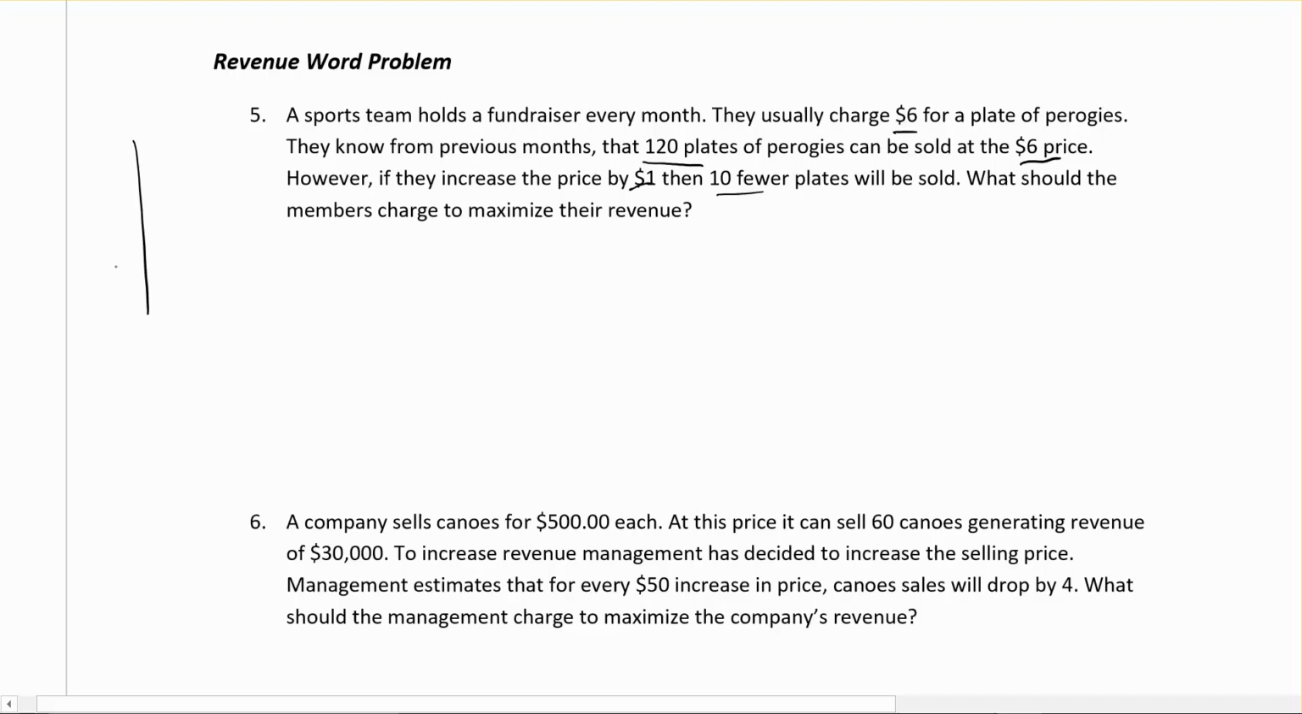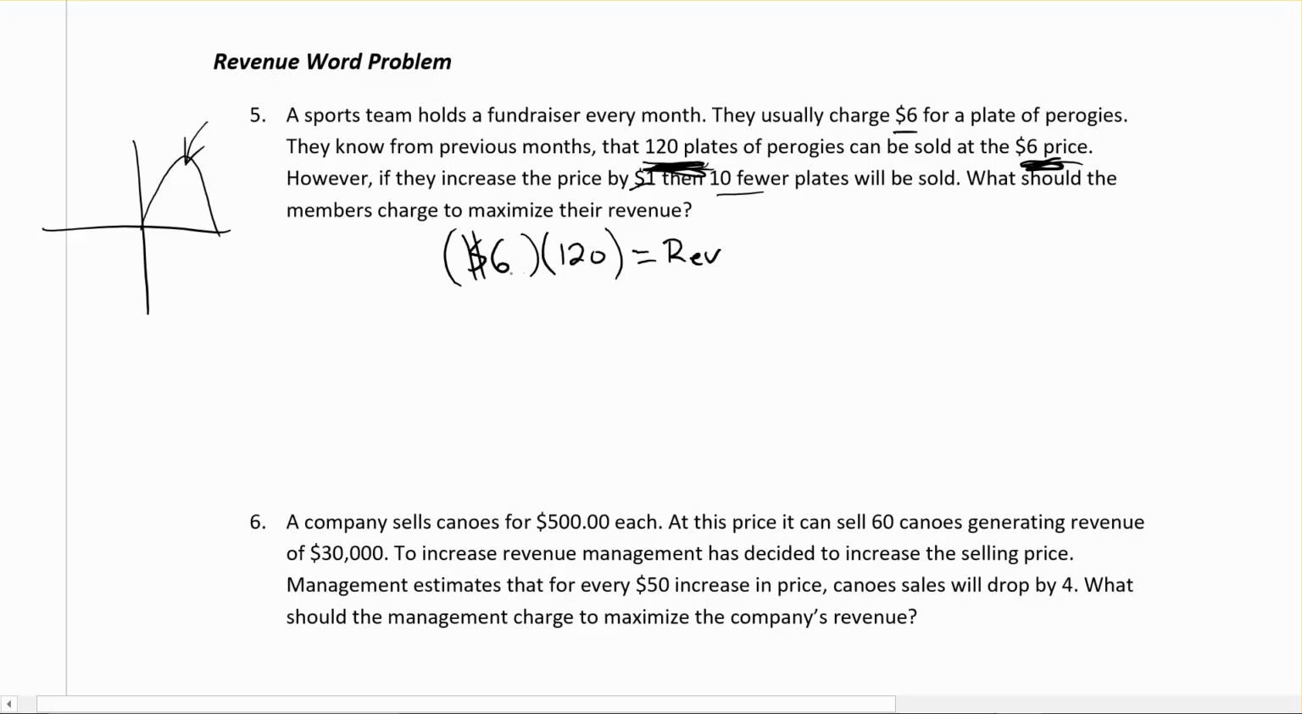So to give you a preview, what we're looking for is a graph like that, and what's the peak? How do we maximize revenue? The general way this is going to be, if you think about it here, it's said that it's $6 for a plate of pierogies, right? They know they can charge $6 and sell 120 plates. So if I multiply $6 by how many plates I actually serve, that's going to be how much I make. That's going to be my revenue.